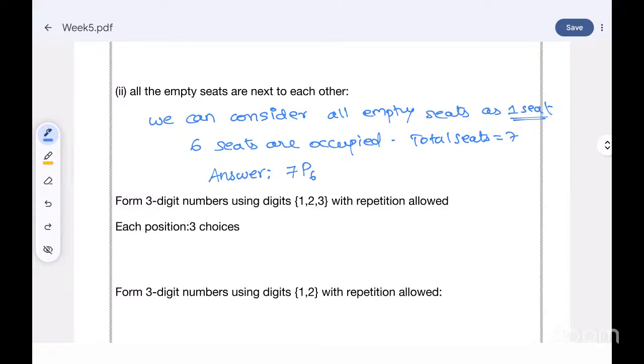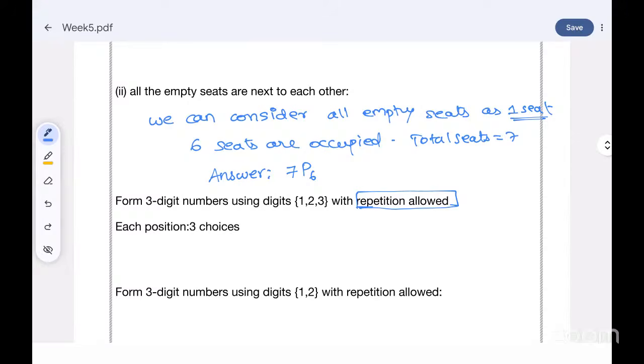So the next question here is: form 3-digit numbers using digits 1, 2, 3 with repetition allowed. This is something we have done several times. Maybe instead of 1, 2, 3, we had A, B, C earlier, right? So what are the different possibilities? Now remember, the scenario is different. Now repetition is allowed.